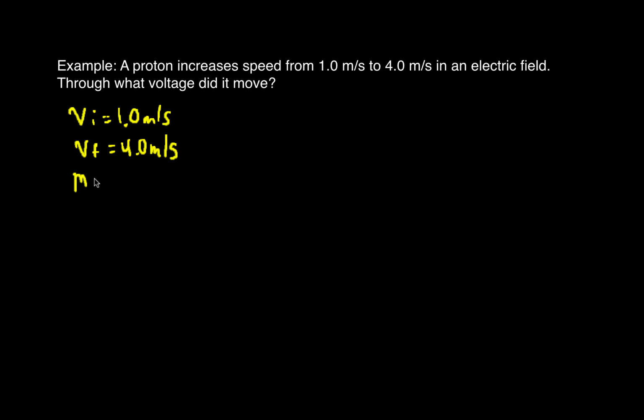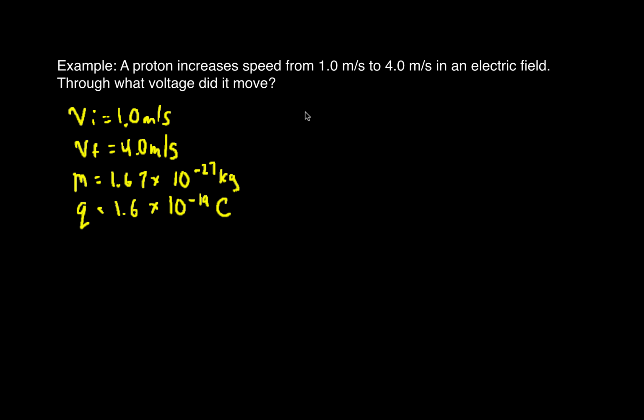The mass of a proton is given on your formula sheet to be 1.67 times 10 to the negative 27 kilograms. The charge of a proton is 1 elementary charge. This is 1.6 times 10 to the negative 19 coulombs.